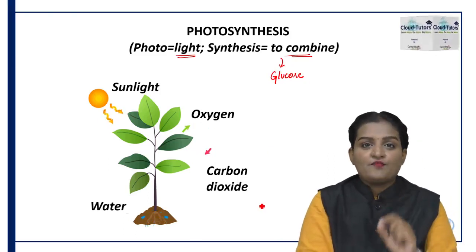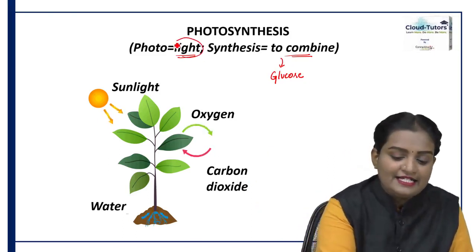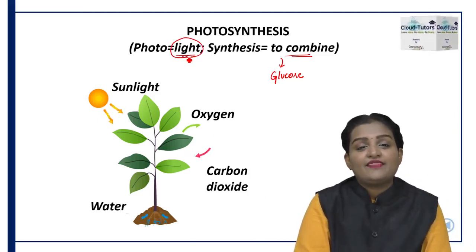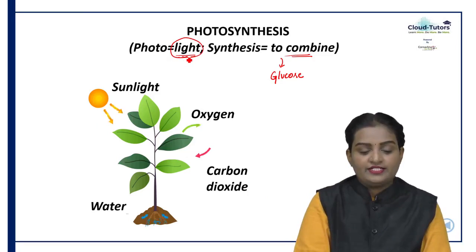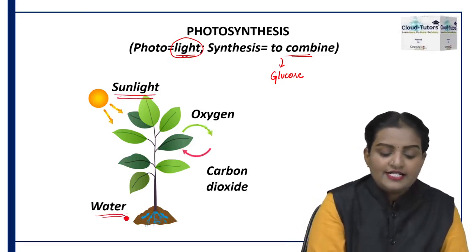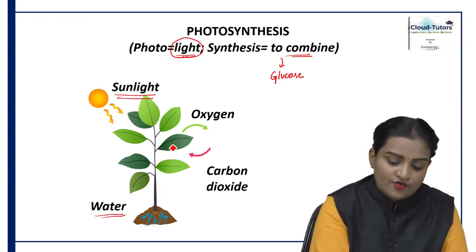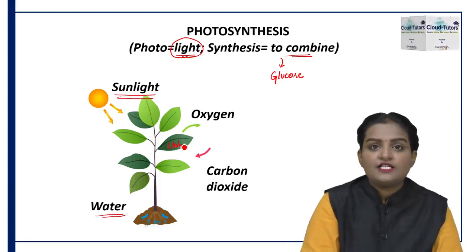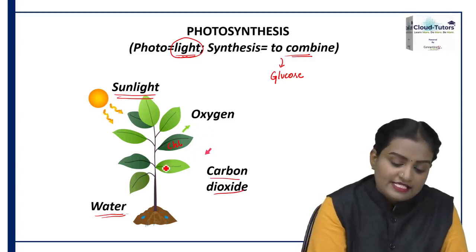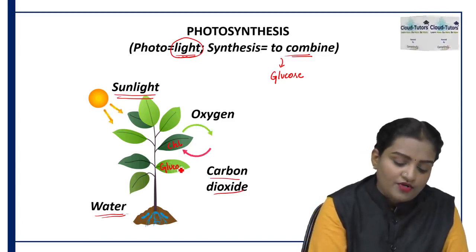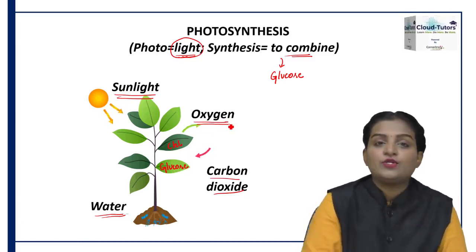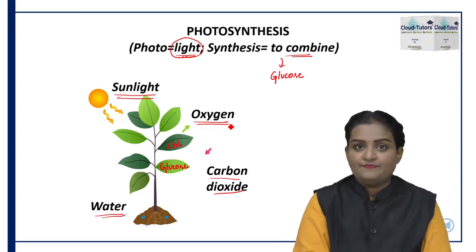For this combination reaction we need light energy. So it is an anabolic reaction and the energy comes from the sun. So here you can see the plant takes up sunlight and water. It already has chlorophyll pigments in the leaves. It will take up carbon dioxide and synthesize glucose and store it in its body, while the oxygen which is produced will be released out of the plant body.